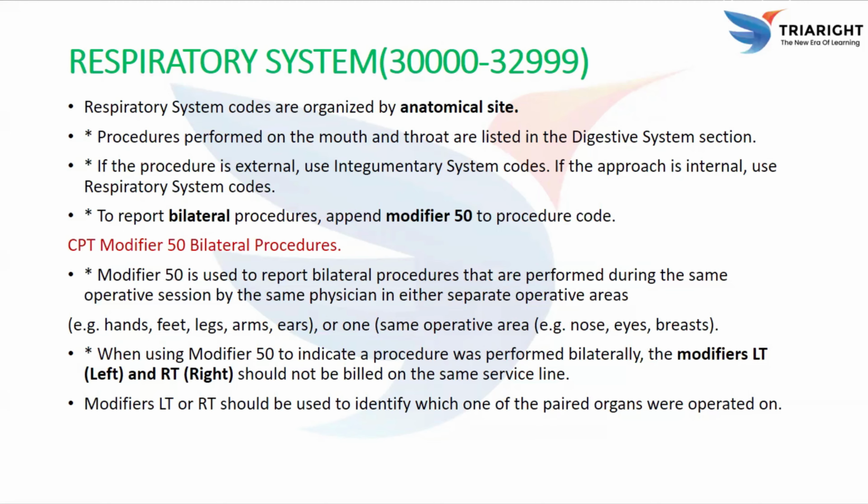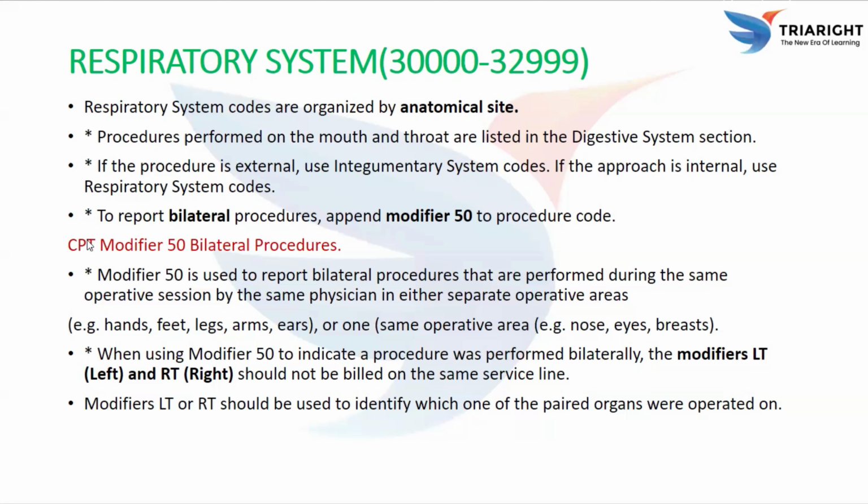So what is the external versus internal approach? The external approach includes the integumentary system codes, whereas the internal approach includes the respiratory system codes. For example, an external incision on the neck. What are the correct codes involved? Integumentary. Whereas an endoscope passed into an airway is a respiratory system code.